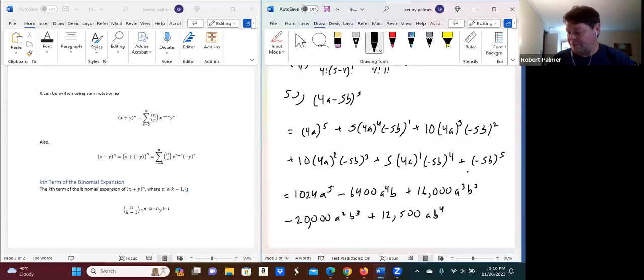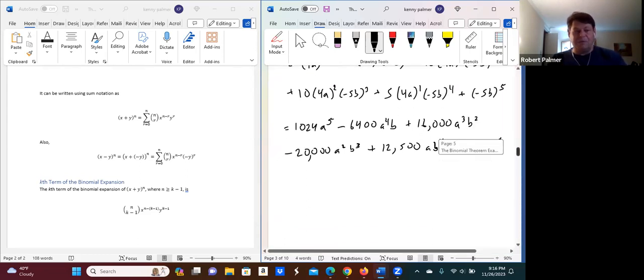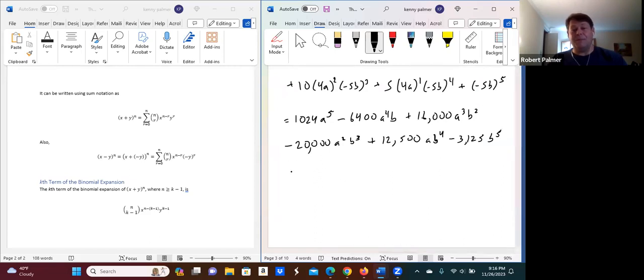So finally we have negative 5 to the fifth. A negative to an odd power is negative. So negative, and then 5 raised to the fifth is minus 3,125 times b to the fifth. Okay, so that's our result. Now still a bit of a pain, and it takes a while to write out.